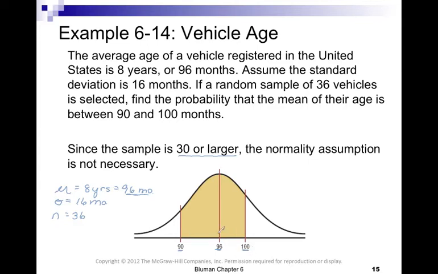So draw your curve, place your average in the middle, your 96, and then mark these somewhere to the left and right of the mean. Once you get that drawn, go calculate your z-scores. So let's go on.